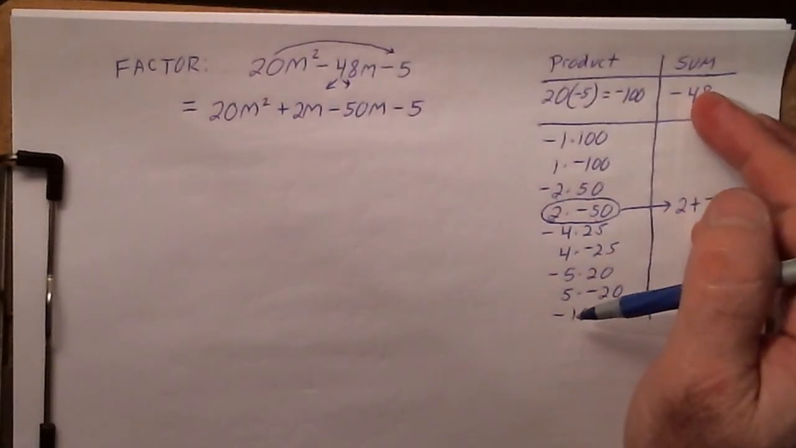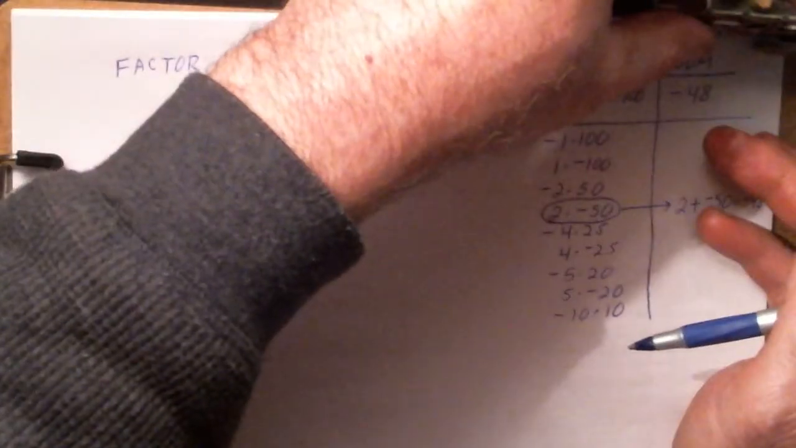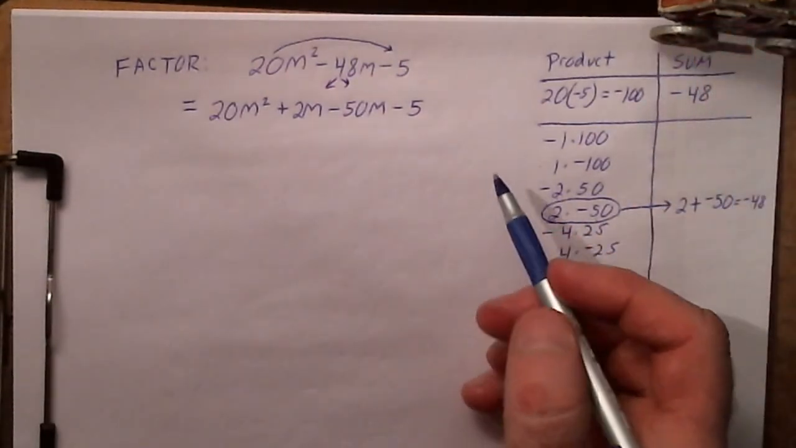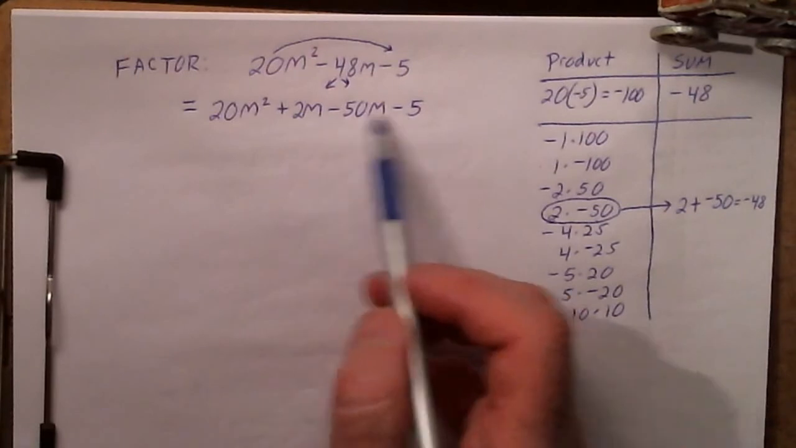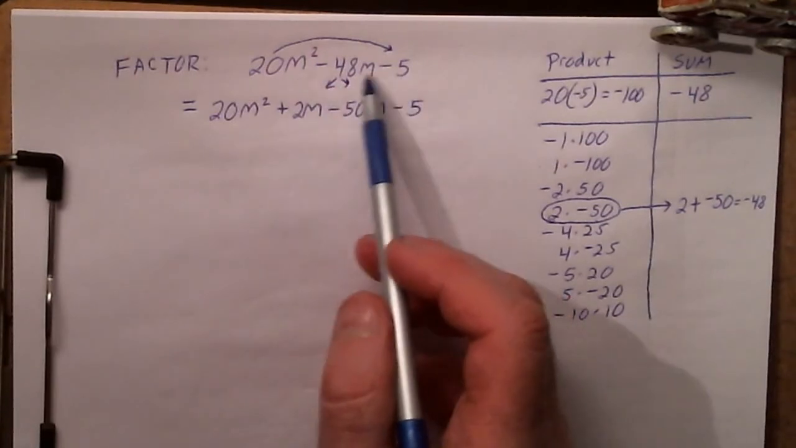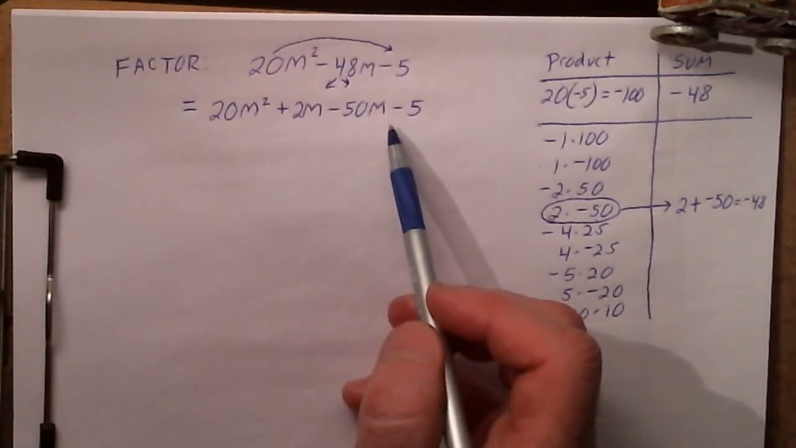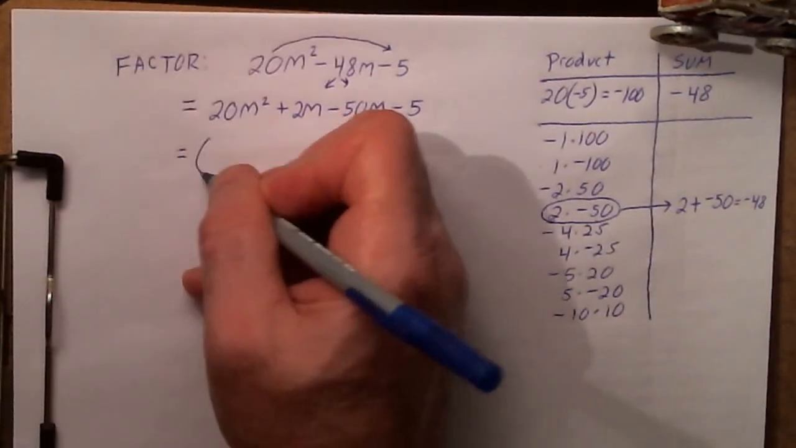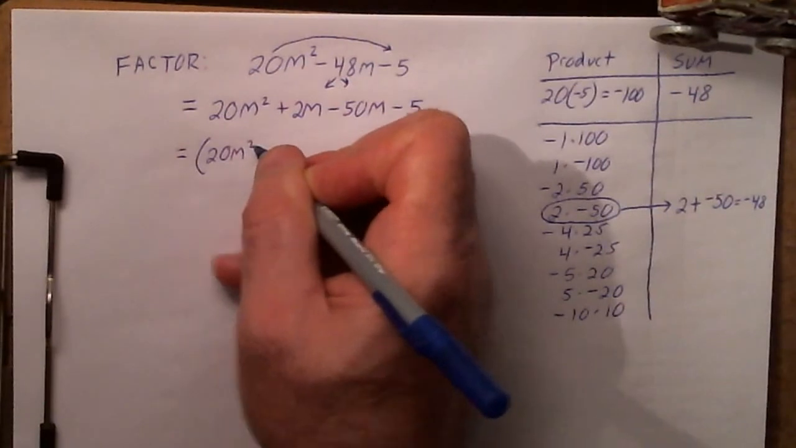So there's your equivalent four-term polynomial for this trinomial here. And now to factor this four-term polynomial, we're going to use the grouping method to take us the rest of the way. So we place parentheses around our first two terms.